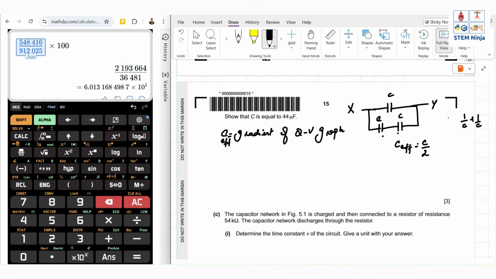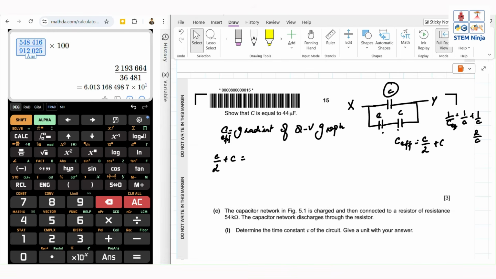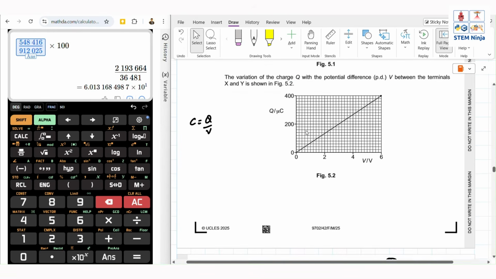1 over C plus 1 over C equals 1 over C effective. So this becomes 2 over C, and then when you take the reciprocal, this becomes C over 2, plus C coming from this one. So C over 2 plus C equals the gradient of the graph. We need to figure out where the gradient is. So we look at the graph over here.